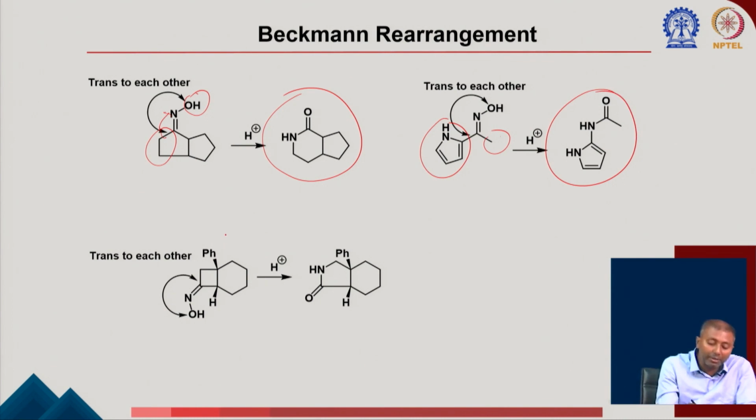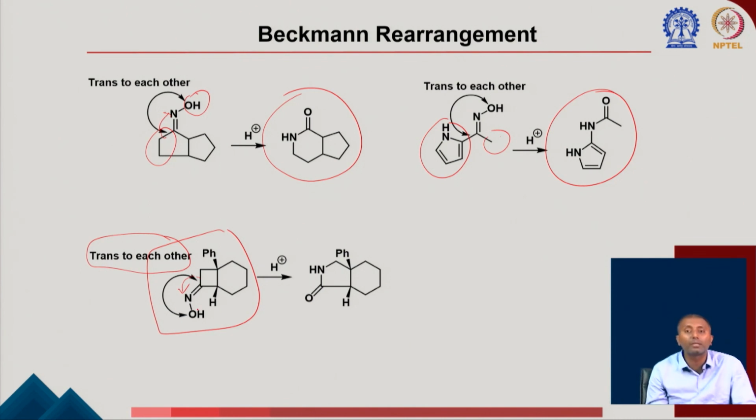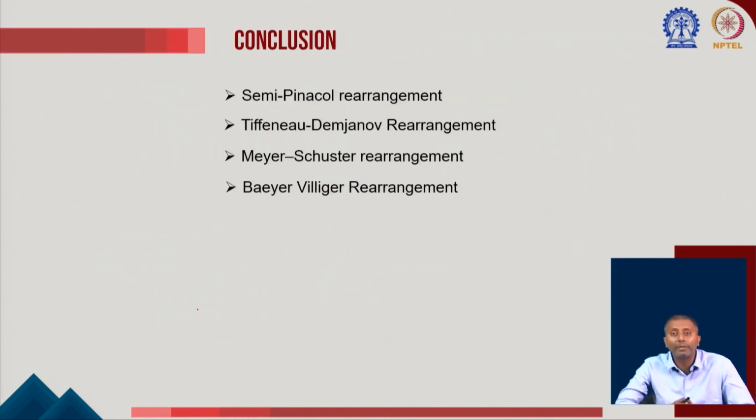Here you have a scenario where you form the corresponding oxime. Now you have two different scenarios: it can migrate from this side, or it can migrate from this side. What you observe is that it is migrating from this side, which is trans to it. So you have to understand that only the trans side migrates, not the secondary versus primary. You cannot compare that. So that's all about the Beckmann rearrangement.